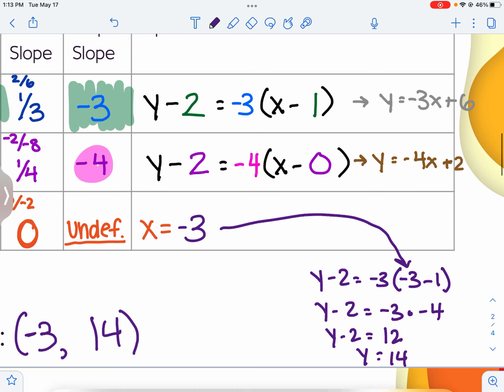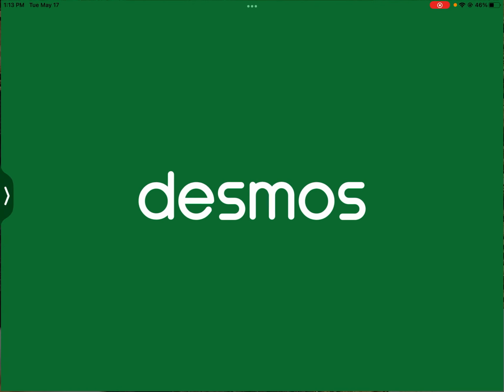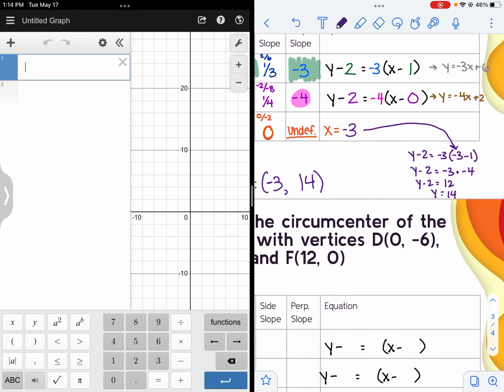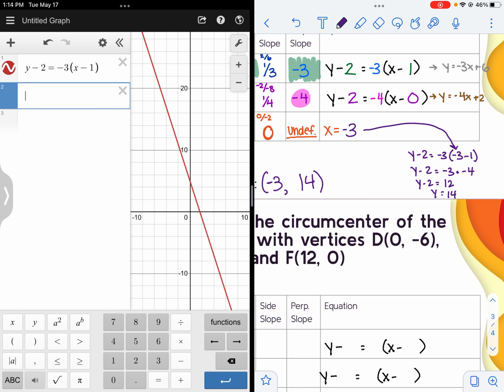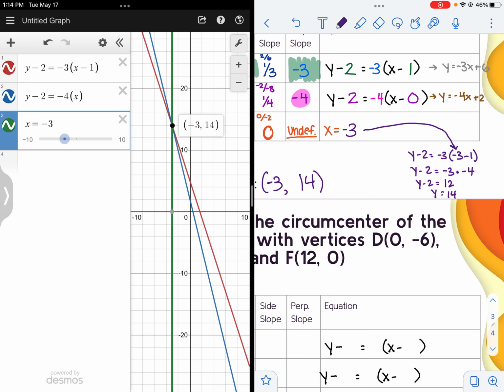I can also hop into Desmos and type these all in and say, okay, I have y minus 2 equals -3 times x minus 1, and y minus 2 equals -4 times x minus 0, which I don't really even need to write, and then x equals -3. And the point where they meet is (-3, 14), which is where my circumcenter is at.